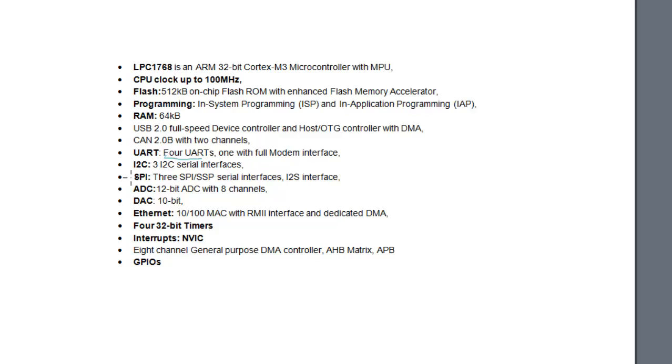Just to give you a hint, SPI is used to interface a whole lot of displays, memories, and all of that. It also features a 12-bit ADC, a 10-bit DAC, and 100 Mbps Ethernet, which is a decent speed for a microcontroller. And then you have 4 32-bit timers. The controller has a nested vector interrupt controller, which handles all of the controller interrupts in a very good way. We'll look at that later. Apart from that, you'll have a whole lot of GPIOs on this controller.